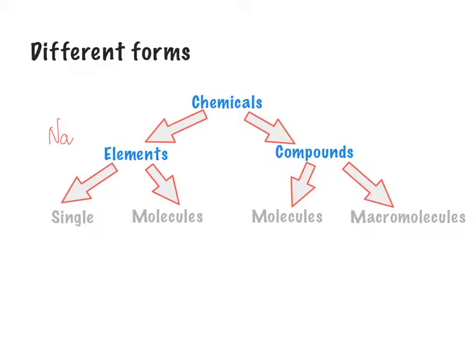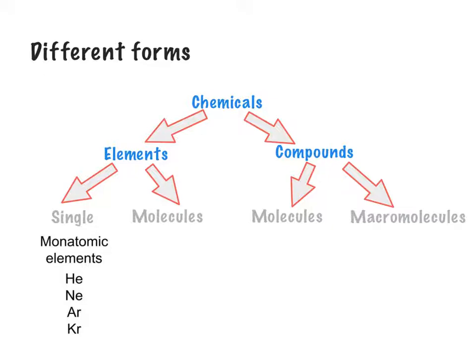But we do have other groups which do occur as single atoms, and we call those monatomic elements, and they're the members of our inert gases or noble gas group. So we have things like helium, neon, argon and krypton, and if you remember anything you've done before with the periodic table, we're in the right-hand column.